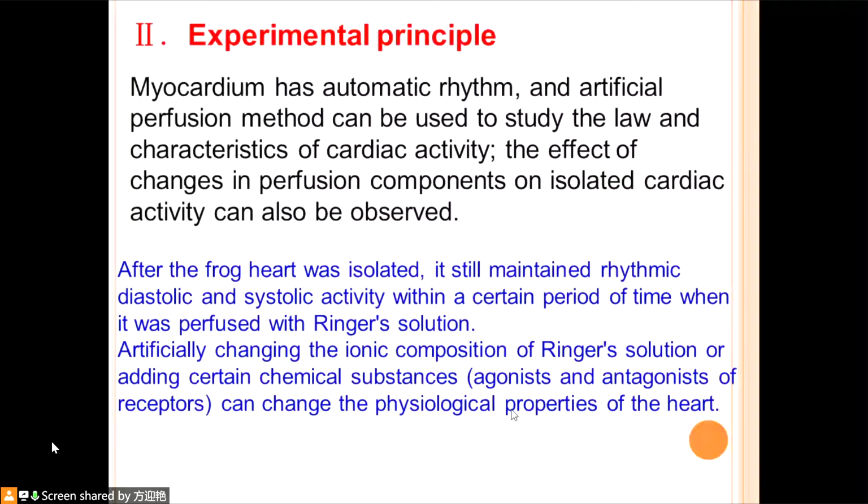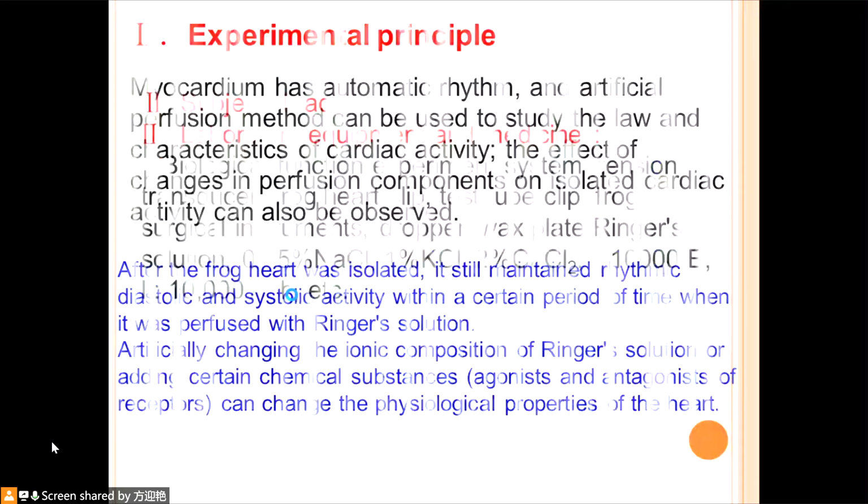So here we also found that the heart contraction curve changes, and we know that this change can also influence the heart contraction.